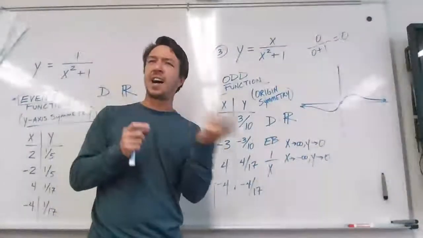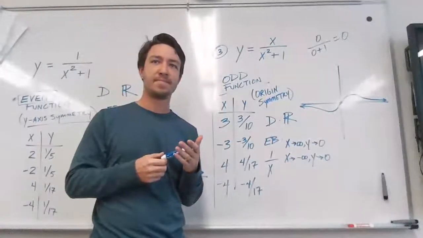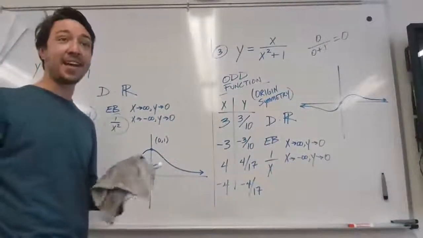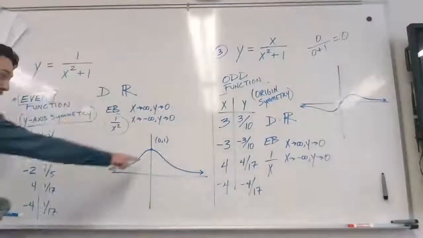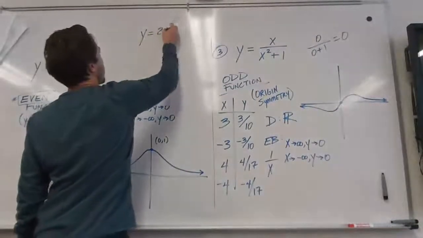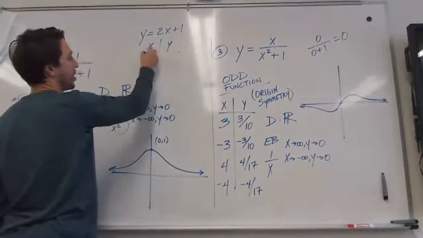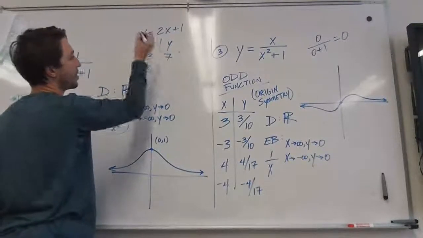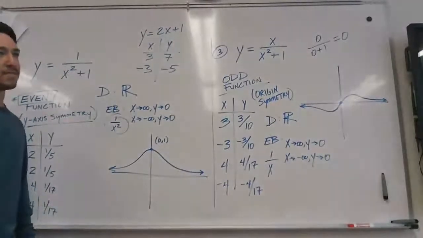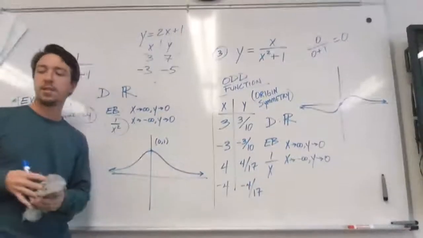Can you think of a function that's not even or odd off the top of your head? I can't think right now. Anything that isn't symmetrical. Yeah, exactly. Literally any function you can come up with that doesn't have this kind of symmetry or this kind of symmetry. So here, real quick, how about y equals 2x plus 1? That's not symmetrical because if you plug in 3, you get 7. If you plug in -3, you get -5. Not even close to symmetrical. Did you get the idea? These are special functions.